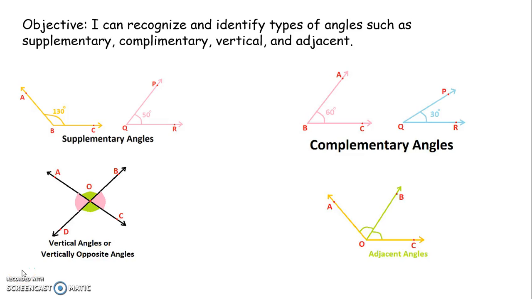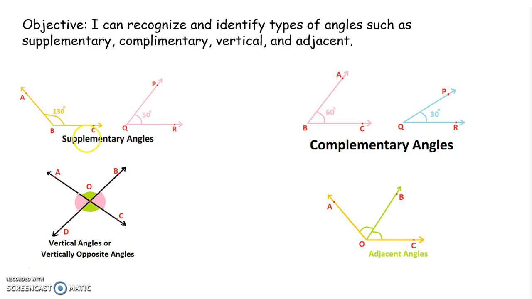Last night you learned about the basics of angles, just basic types of angles. Tonight we're going to talk about pairs of angles. So our objective is I can recognize and identify types of angles such as supplementary, complementary, vertical, and adjacent. Those are the 4 types of pairs of angles you need to know about in 7th grade.